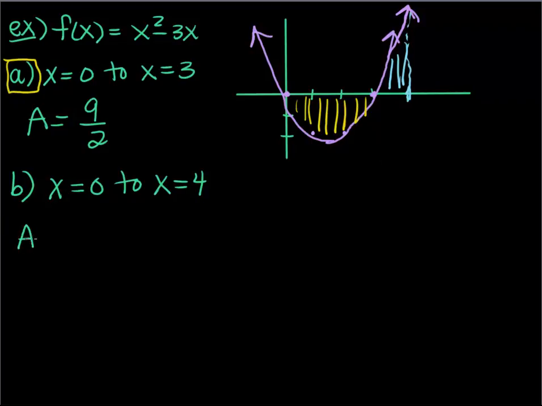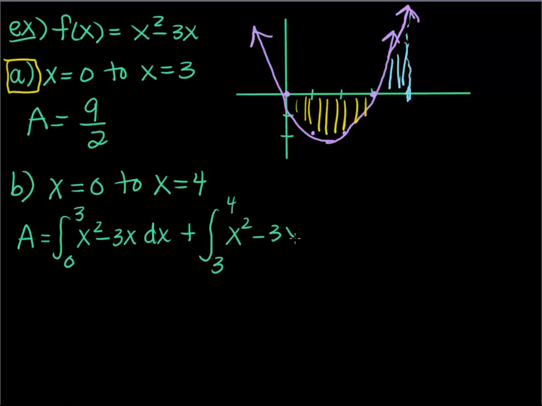So my area then will be the integral from 0 to 3, which we've already done, so that's kind of nice, of x squared minus 3x dx, plus the integral from 3 to 4 of x squared minus 3x dx. Now the one thing that I do need is these absolute values right here because I know this guy here is negative.